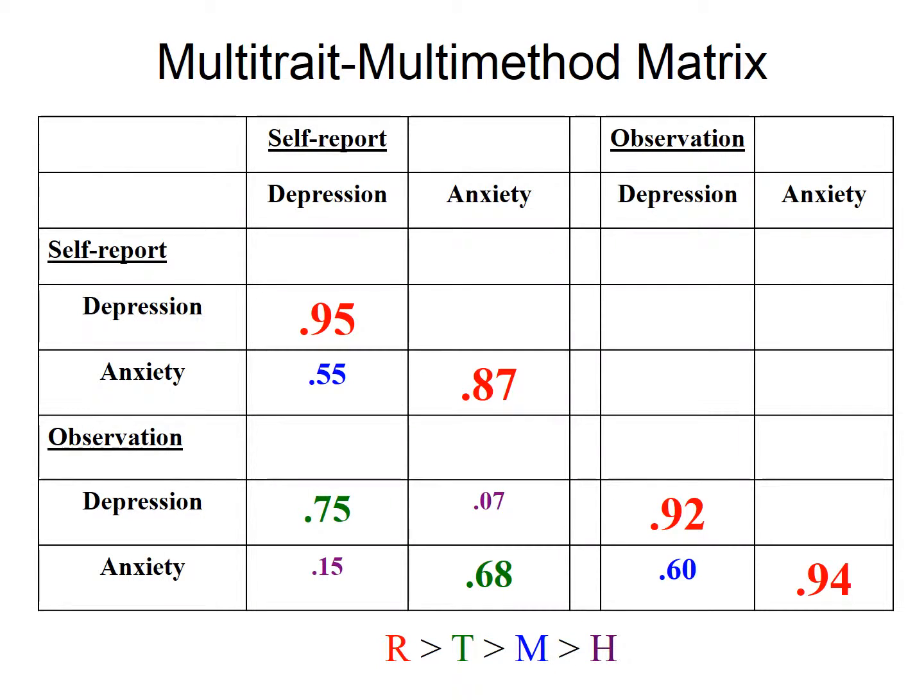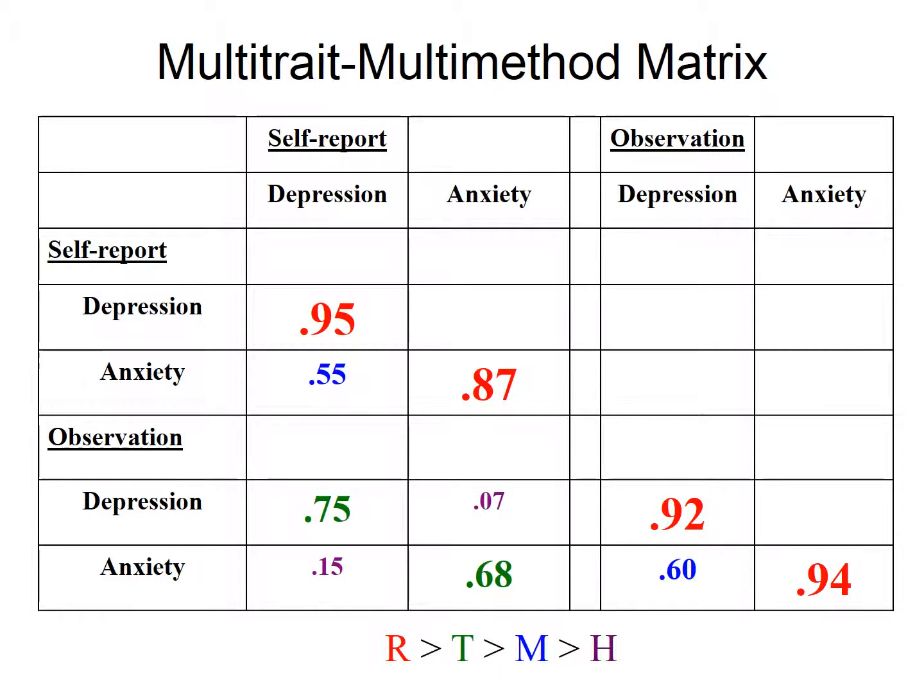So let's go through an example here that actually shows what we're looking for. I've replaced the R, T, M, and H with actual scores. Again, a self-report measure of depression by a different self-report measure of depression, very highly correlated. A self-report measure of anxiety by a different self-report measure of anxiety, very highly related. An observation of depression by an observation of depression, highly related. Those red boxes, that main diagonal, are my highest numbers. The lowest number there is 0.87, and that's higher than any of the other colored boxes' scores.